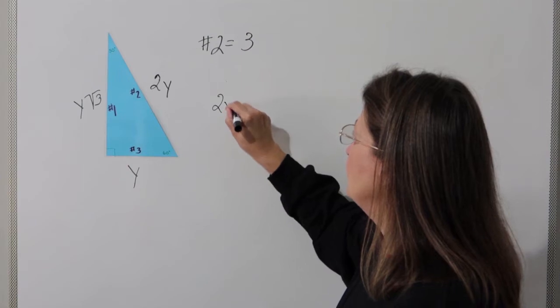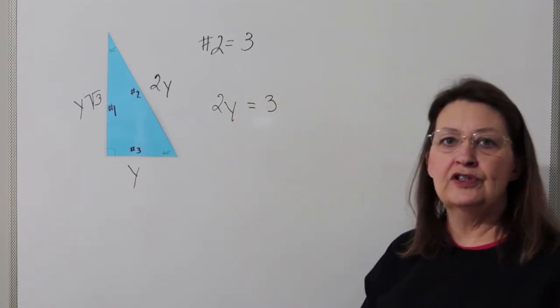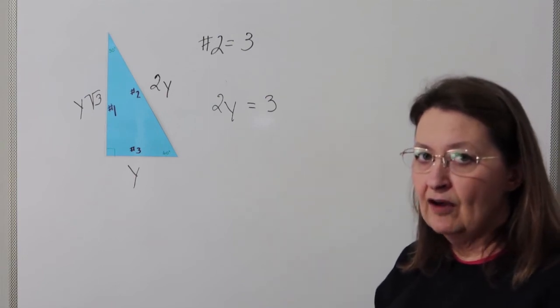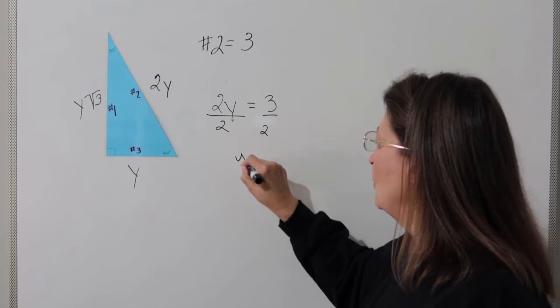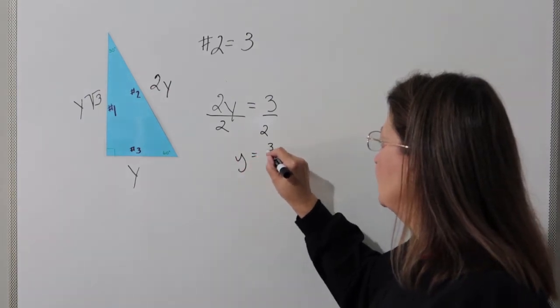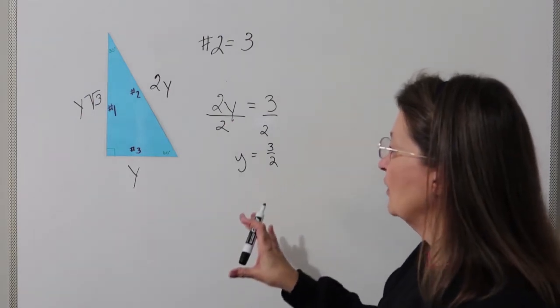So we're going to put 2y equals 3. And then we're just going to use the basic steps for solving an equation. Divide both sides by 2. So y is equal to 3 over 2. And that pretty much completes the rest of our puzzle.